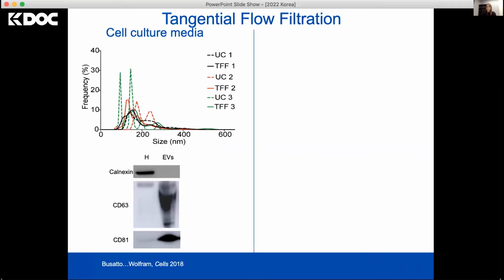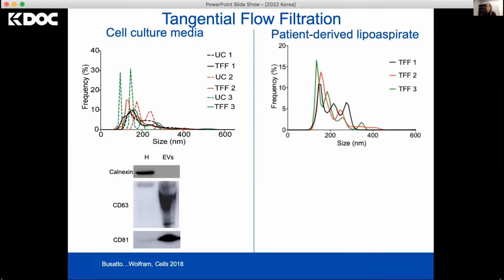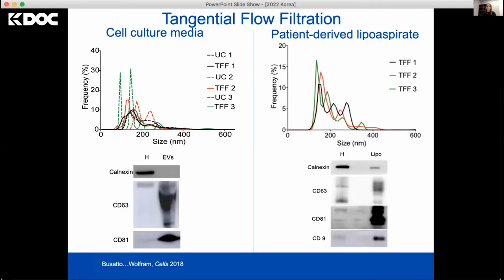But cell culture medium is a pretty simple solution. So we also wanted to see whether we could use patient-derived liquids, so liquid fat such as lipoaspirate, and put it through tangential flow filtration. And we did see good batch-to-batch consistency. And again, we were able to isolate extracellular vesicles with those EV-enriched markers and lack of intracellular markers such as calnexin. You do see a little bit of calnexin here, and that is probably because as the surgeon is doing the liposuction, some of the cells rupture, releasing those intracellular vesicles.